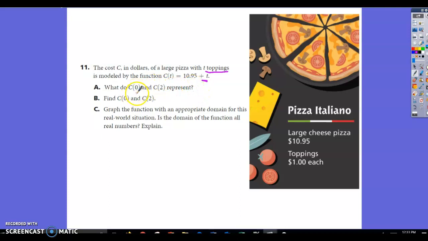Well, C of 0 would represent no toppings. Since T represents toppings, if we substitute 0 in here, that means we're getting no toppings on this pizza. So you can see a large pizza is $10.95.